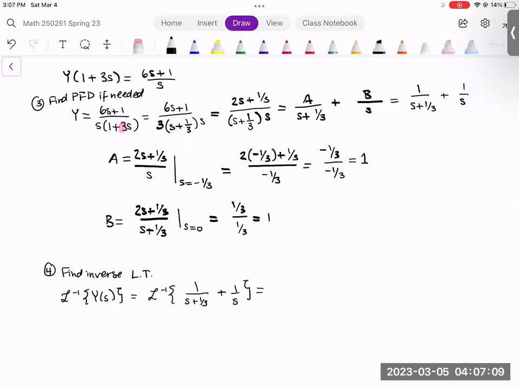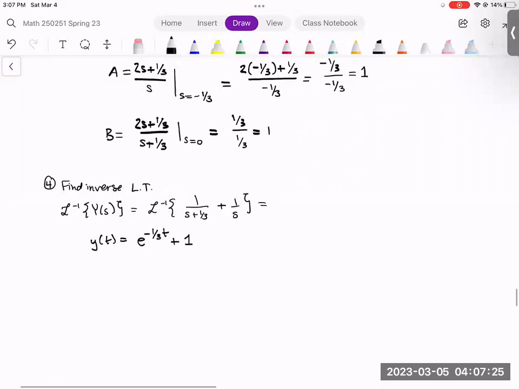And so that tells us that our solution y of t is equal to e to the -1/3 t plus 1. Because this first term here is 1 over s minus -1/3. And so we use that exponential rule with our a equal to -1/3. Okay, all right, and we did it.